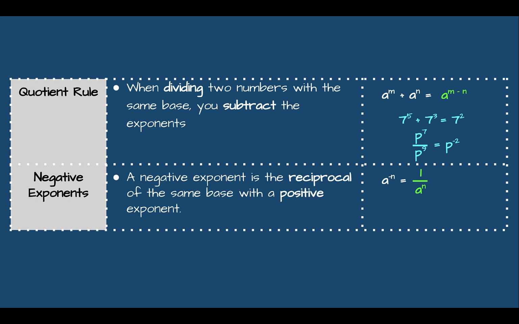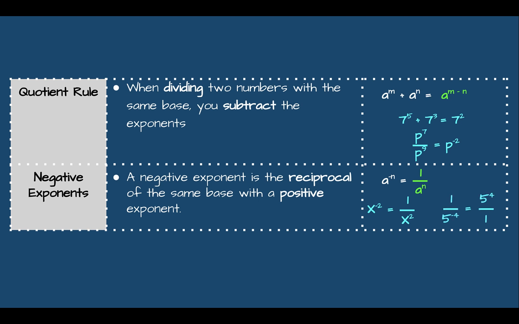This can be super helpful, especially when we are simplifying expressions with exponents. We don't want our answer to have a negative exponent in it. So we can use the fact that it's a reciprocal and move it to the other side of the fraction. If we had x to the negative 2, that would be the same as 1 over x squared.